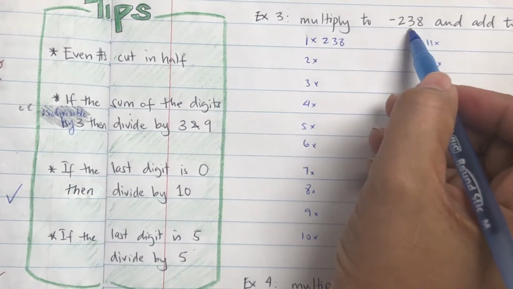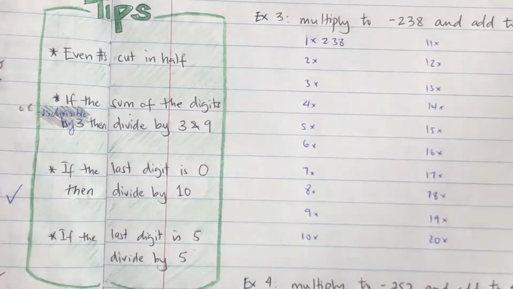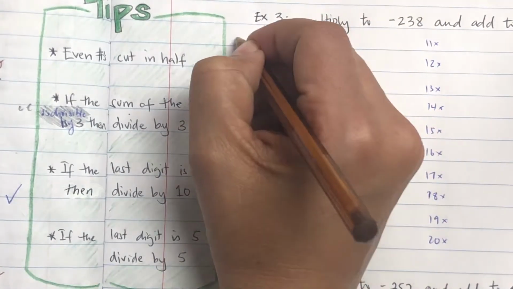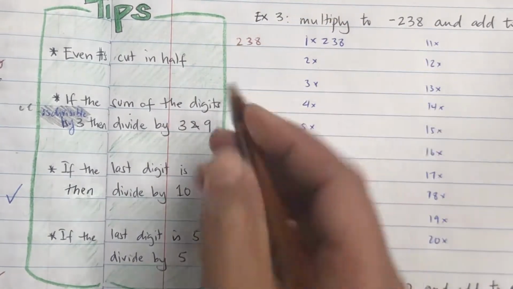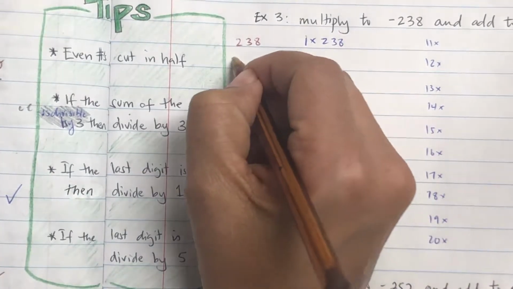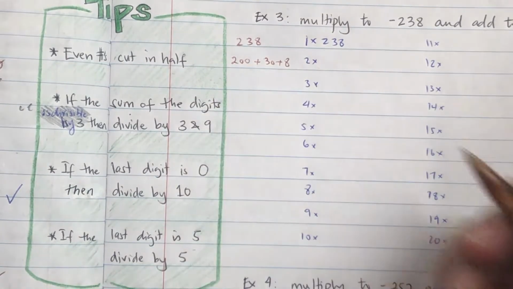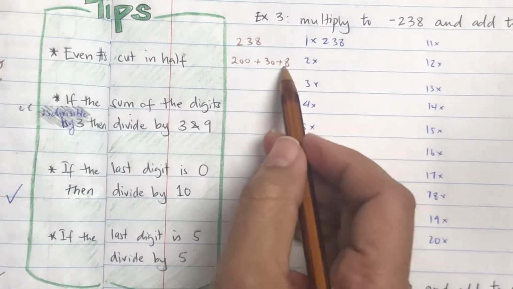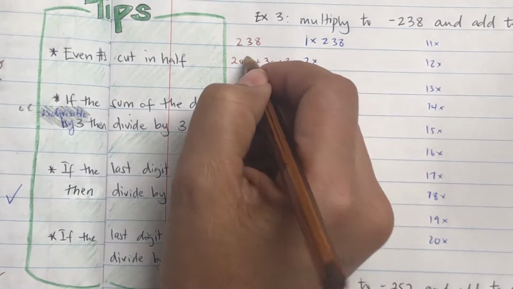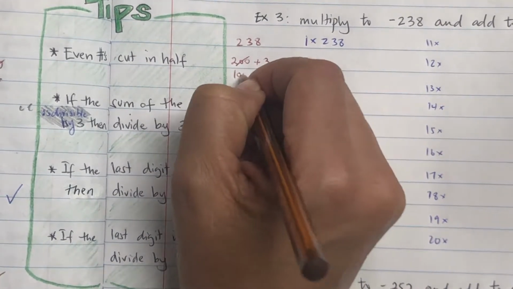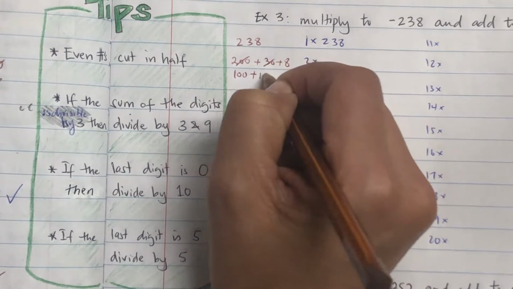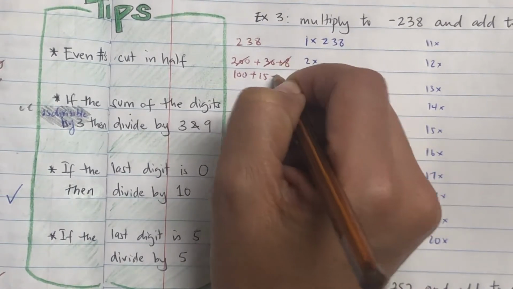So you're going to take the number 238. All right, think of money. How would you give me $238? You can give me $200, then you can give me $30, then you can give me $8. Okay, then that becomes really easy to cut in half. If I cut 200 in half, I'm going to get 100. 30 in half, I'm going to get 15. And 8 in half, I'm going to get 4.